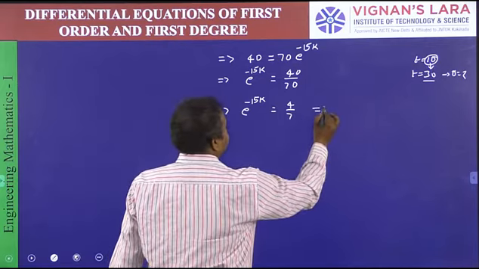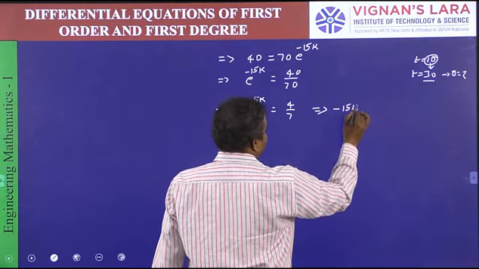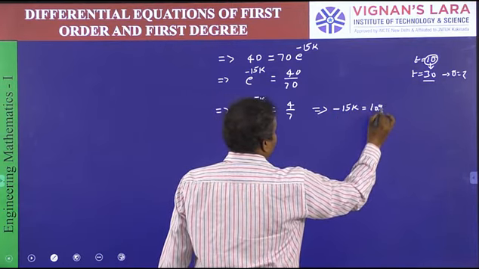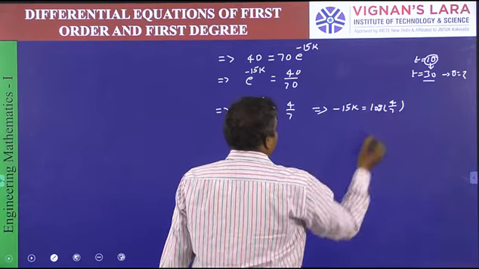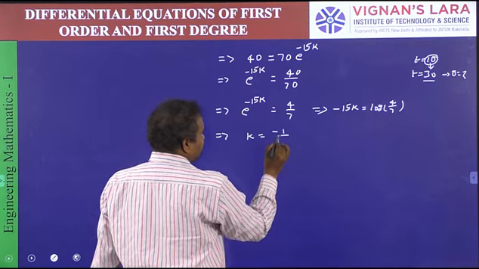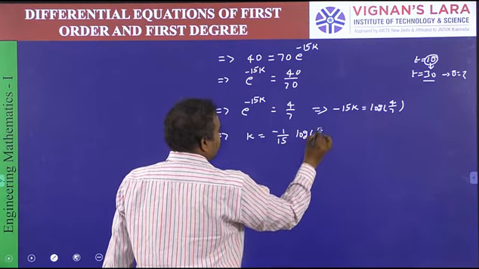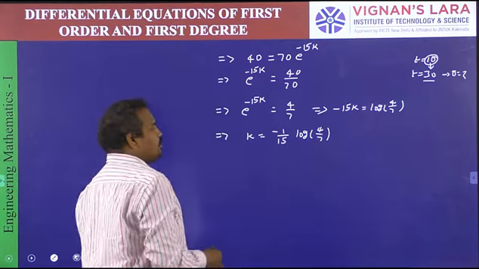So that implies the exponential goes to this side as a logarithm. Minus 15k is equal to log of 4 by 7. So k is equal to, that minus 15 goes to the right hand side, minus 1 by 15 into log of 4 by 7. This is the value of k.